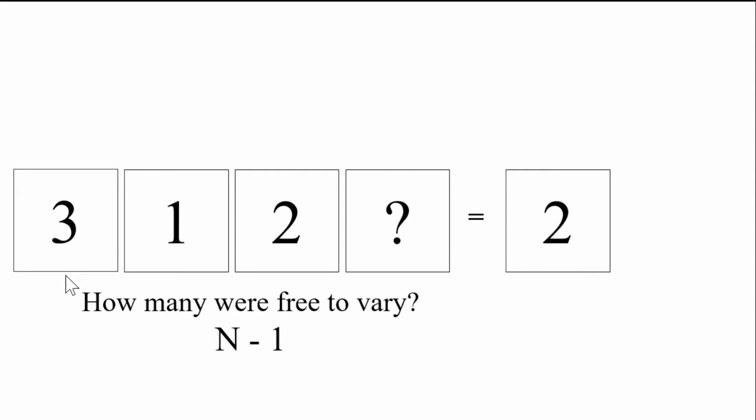But what were our actual numbers? Well, if I start plugging them in, 3, 1, 2, what is this next number going to be? Well, if we know the outcome is 2, then there's no choice in what this number could be. In other words, this number is not free to vary. These numbers could have been anything, but once you get to that last one, if the outcome is going to be 2, that number's fate is determined already. So how many of these were free to vary? N minus 1. Okay, so this one has to be 2.